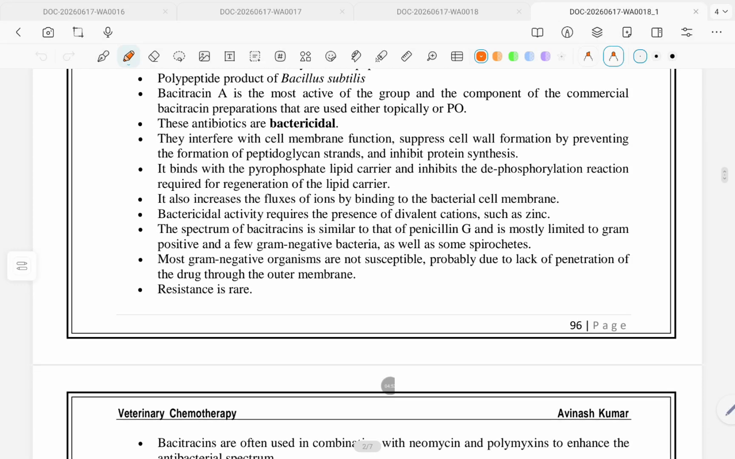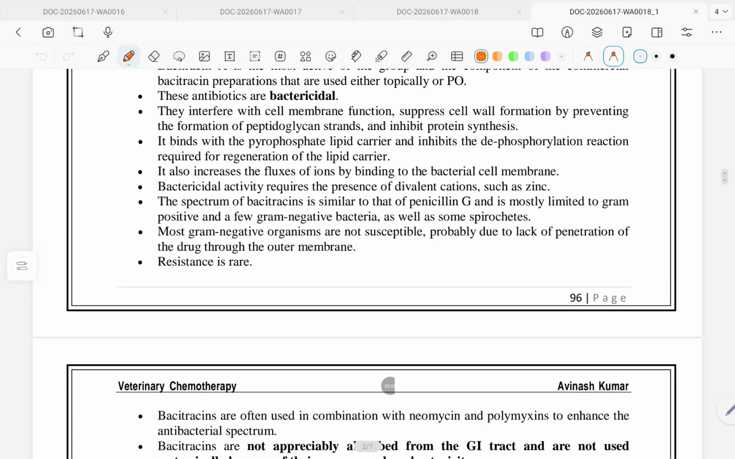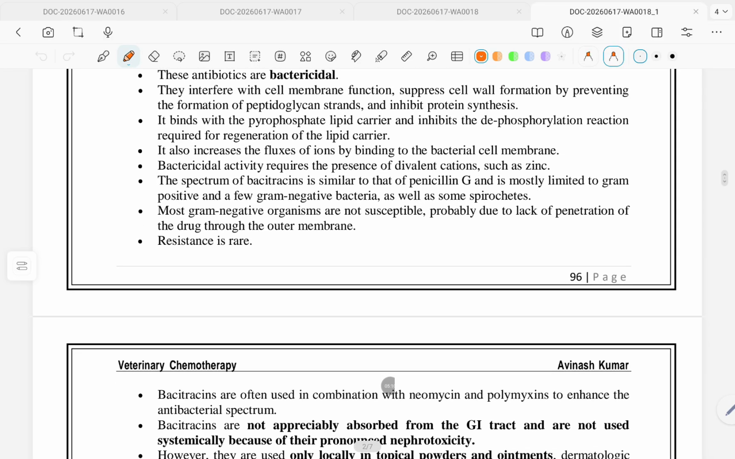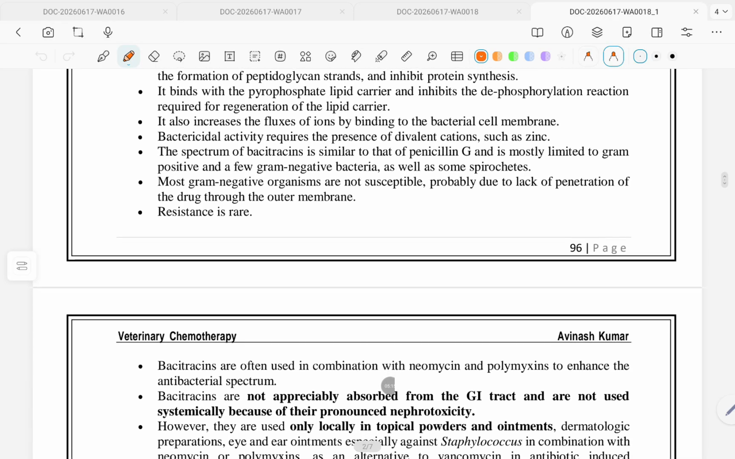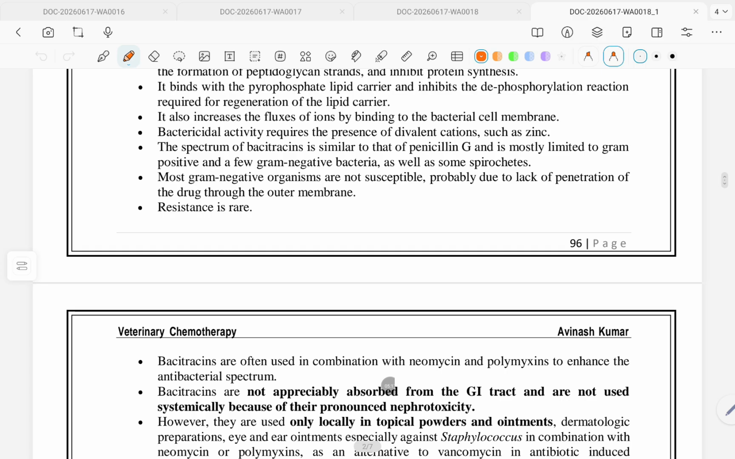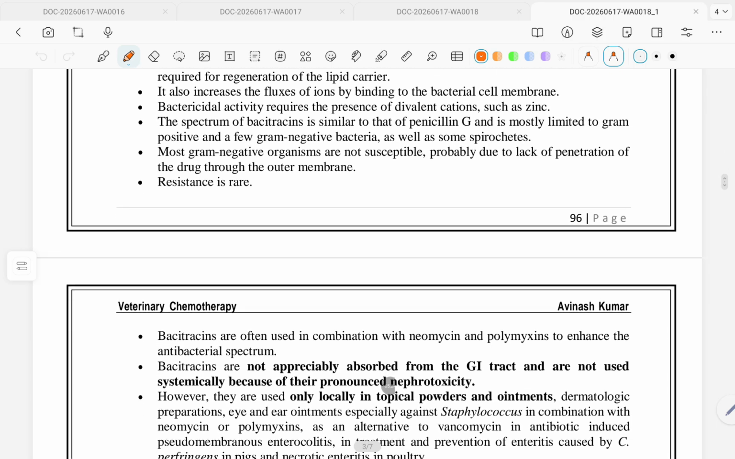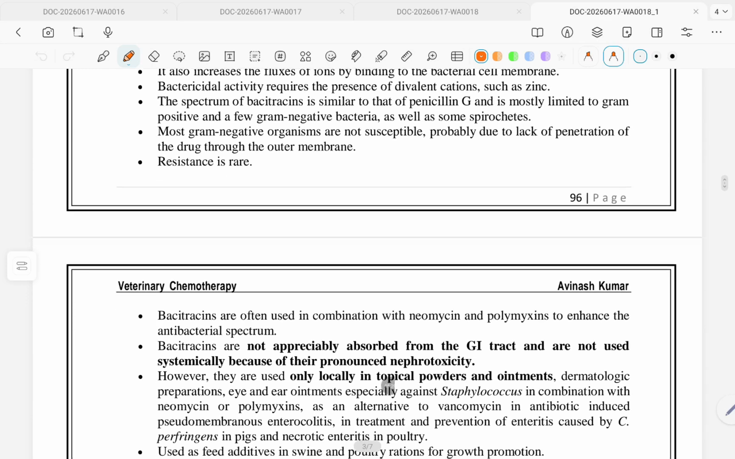They interfere with cell membrane function, suppress cell wall formation by preventing the formation of peptidoglycan strands, and inhibit protein synthesis. It binds with the pyrophosphate lipid carrier and inhibits the dephosphorylation reaction required for regeneration of the lipid carrier. It also increases the leakage of ions by binding to the bacterial cell membrane. Bactericidal activity requires the presence of divalent cations such as zinc.